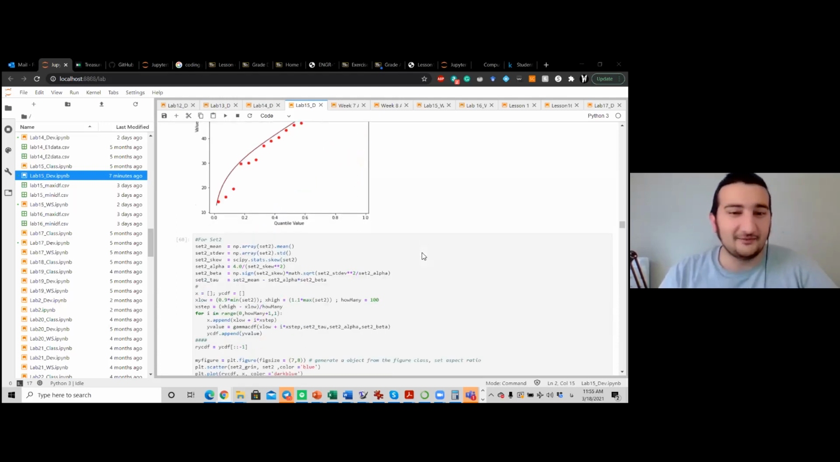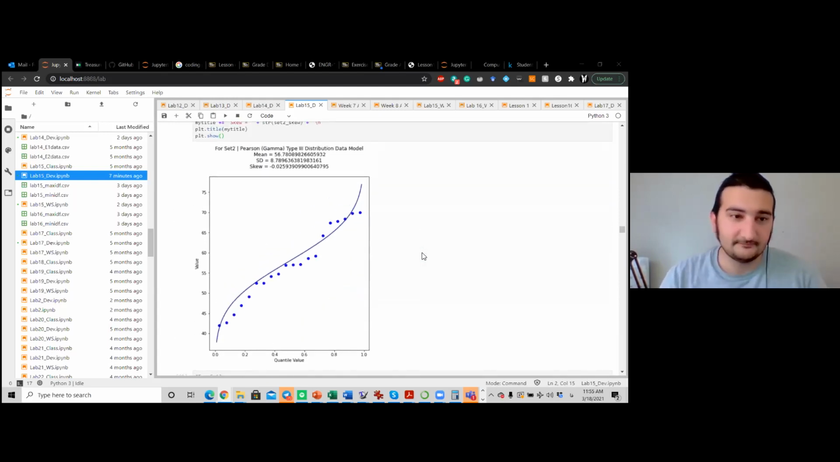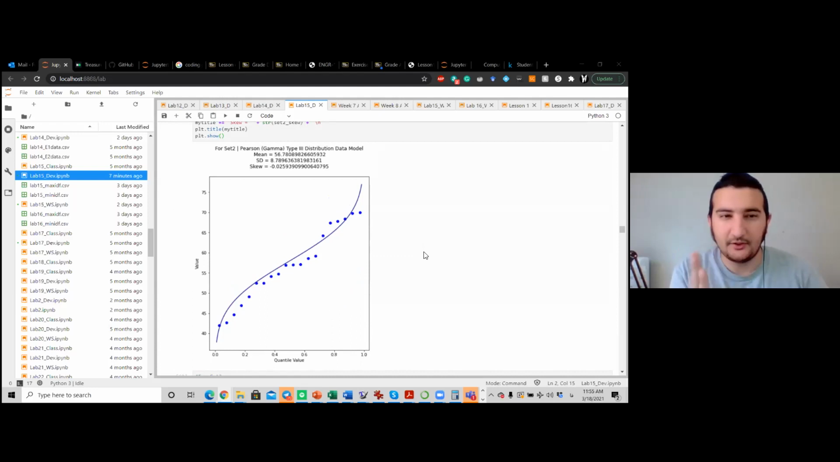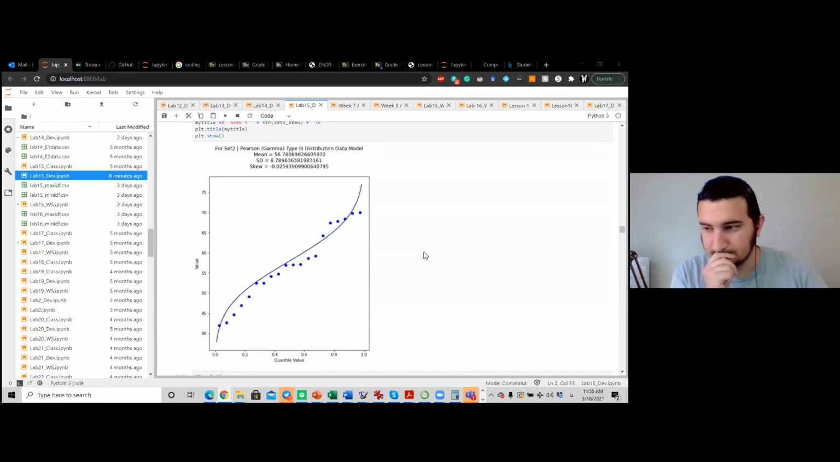Okay. So for set two, this is gamma. Do you think gamma is better? I don't think it's better. I think it's not bad though. So between gamma and normal, which one do you like better? I'm still rooting on normal. Okay. I don't like gamma. Okay.